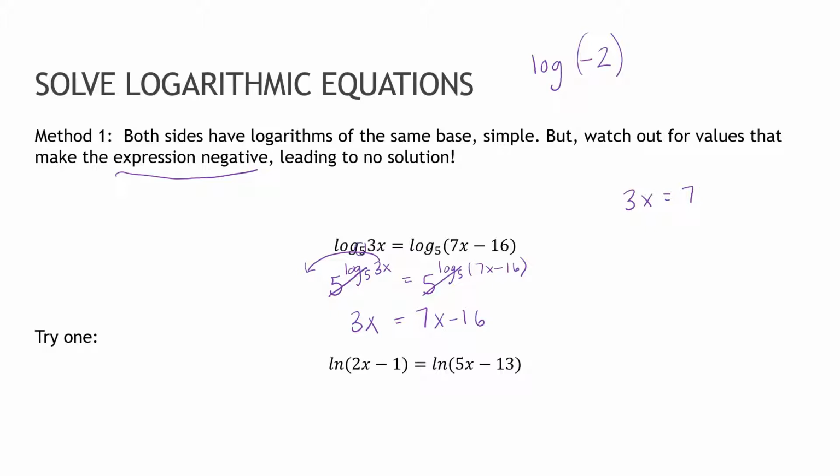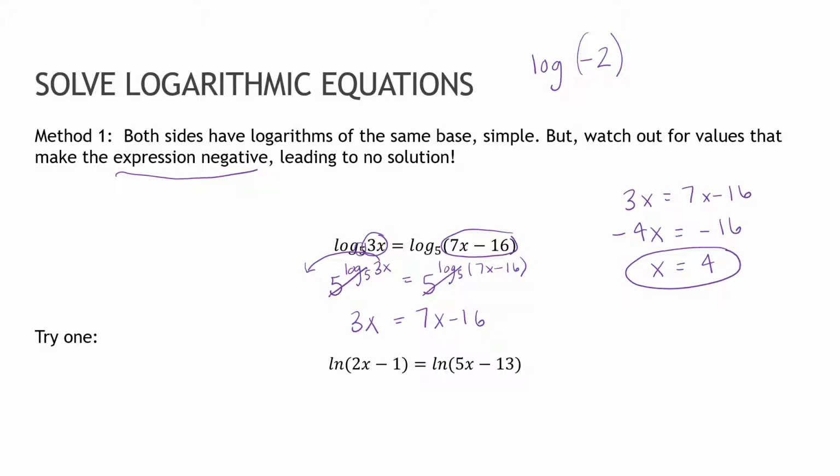7x minus 16. I would subtract 7x from each side. I would divide each side by -4 to get +4, and my answer is positive. 3 times 4 would be positive. If I plugged it in here, it's positive, so no problems. Same thing on the other one. Again, you can press pause and try that question on your own.